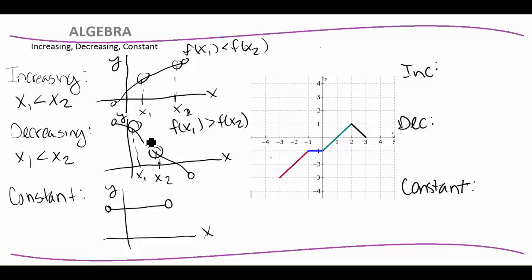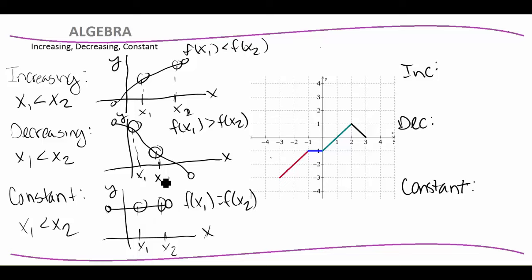And our definition of constant: a function is constant on an open interval if for all choices of x, the values of f of x are equal. So I can choose any two x's on here, such as x1 is less than x2. So let's see, x1 and x2. And our f of x1 should equal our f of x2, and it does in this case.